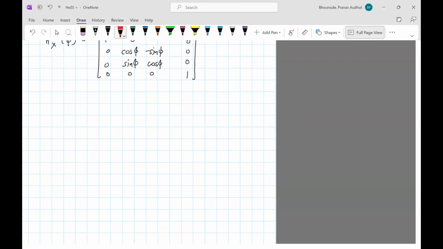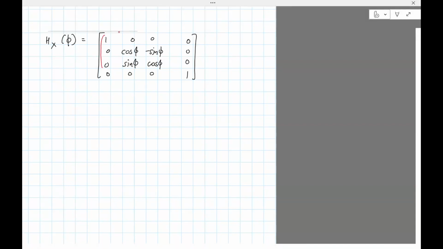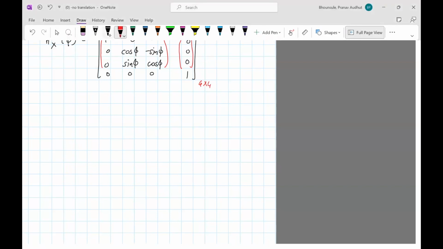Okay, so here we have the rotation matrix. This is the rotation matrix associated with rotation about the x-axis by an angle of phi. And there's no translation because that point is just 0, 0, 0. So this is a 4x4 matrix, as you can see, and it is parameterized by the angle phi.